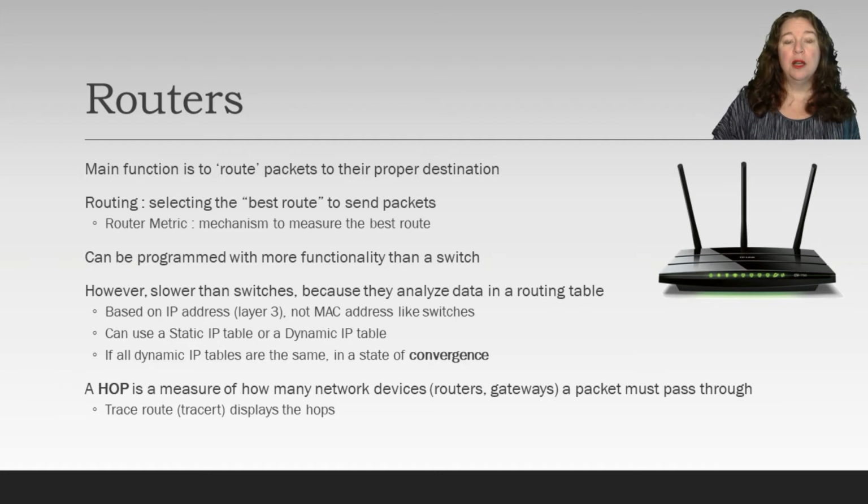When we do our router metric, it's a mechanism to measure the best route. When we figure out our route, we measure them in hops. Okay, so a hop is a measure of how many network devices the packet must pass through. We can use traceroute to be able to display the hops.